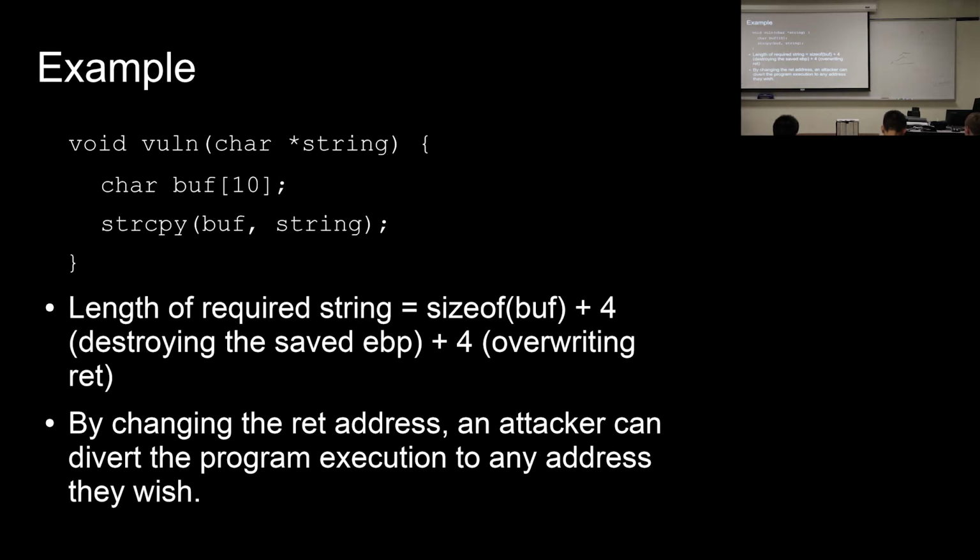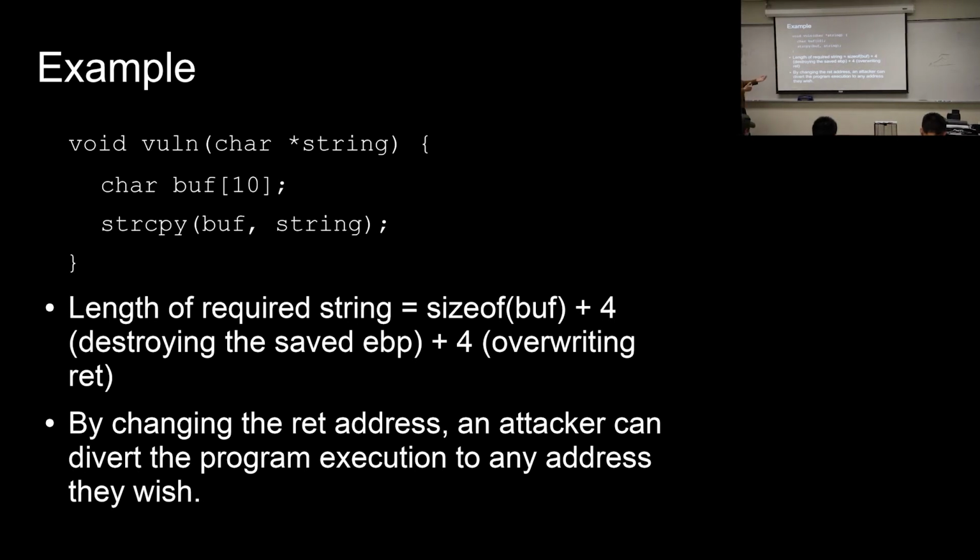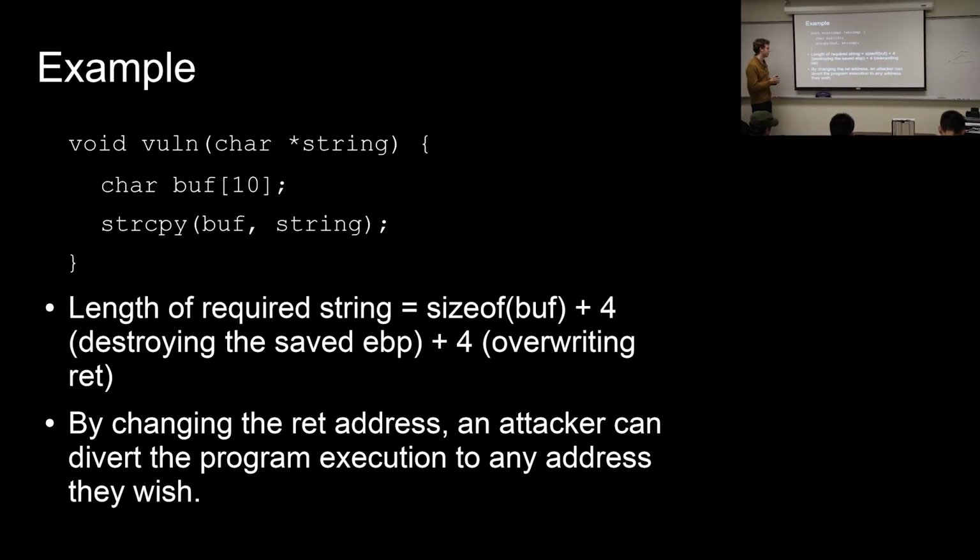By changing the return address, an attacker can divert the program flow wherever he wants. Can anybody guess where they might want to return to? Does anybody have a guess? Their code. Yeah, but where is their code though? Like, where are you going to write it to? You didn't write the program. You're right though, keep going.